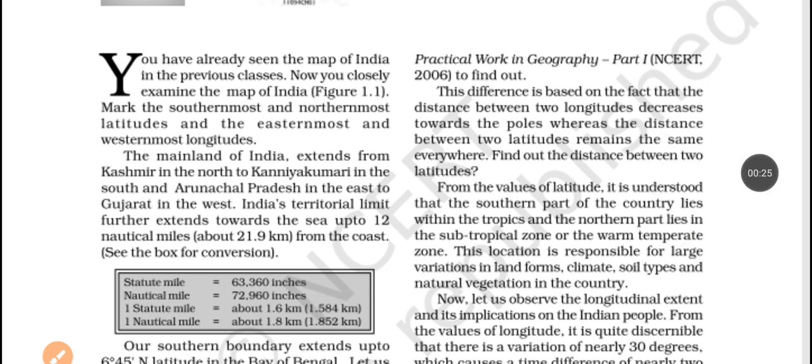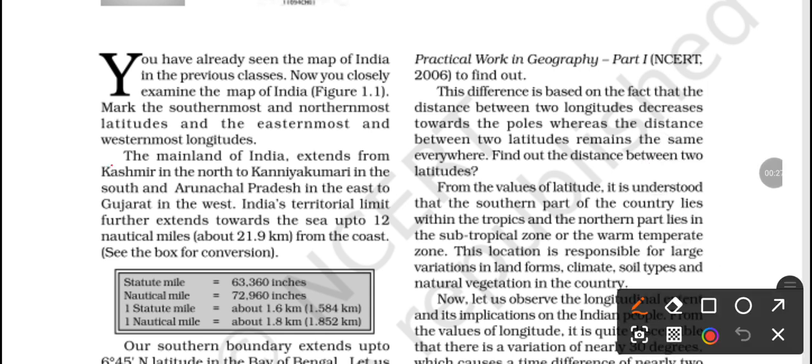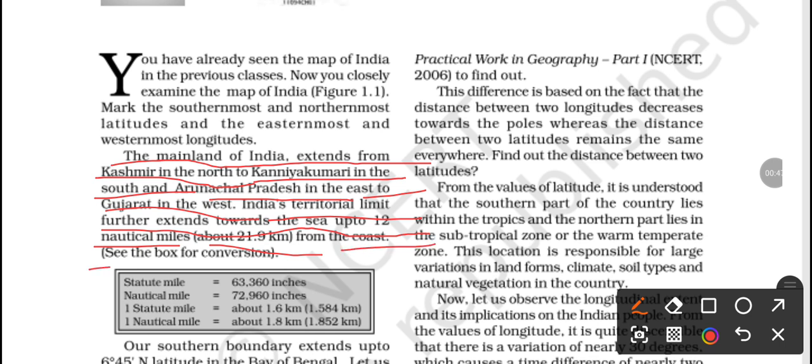The mainland of India extends from Kashmir in the north to Kanyakumari in the south, and Arunachal Pradesh in the east to Gujarat in the west. India's territorial limit further extends towards the sea up to 12 nautical miles, about 21.9 km from the coast. See the box for conversion.